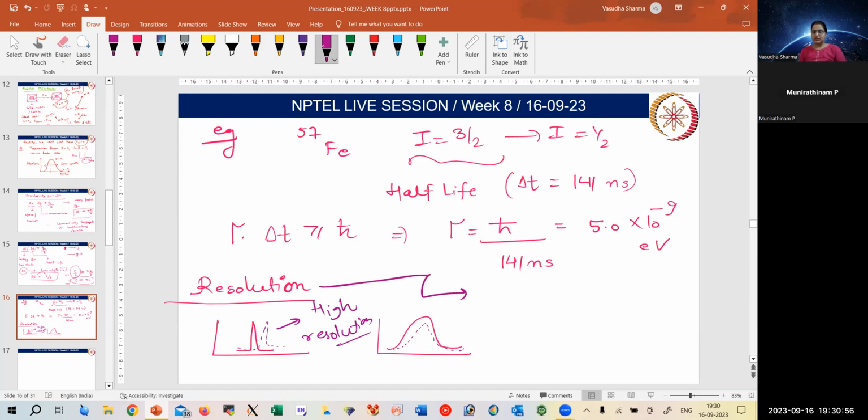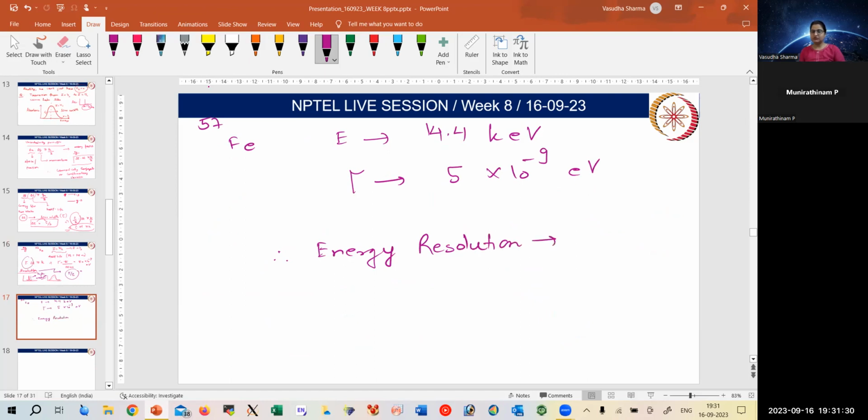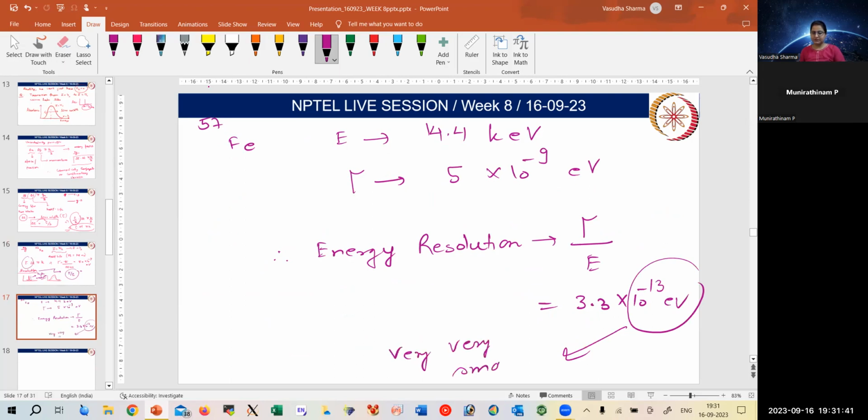So the energy resolution comes from a certain formula, where it is the line width divided by the energy. So for example, for 57 iron, the E value for the excited state is 14.4 kilo electron volt, and tau we just calculated is 5 × 10⁻⁹ electron volt. So your energy resolution, how your graph is going to look, is tau by E, which would be 3 × 10⁻¹³ electron volt. So you see that this value is very, very small. If the resolution is that small and certain changes happen, you won't be able to see them in the spectra, and we won't be able to reach any conclusion for any nucleus.